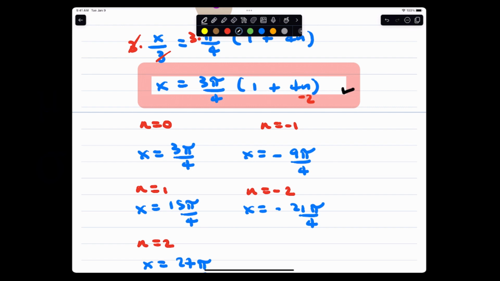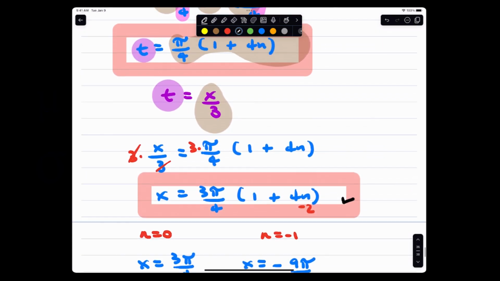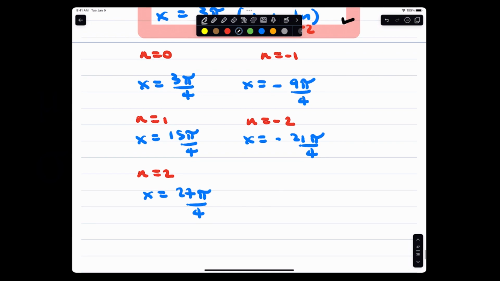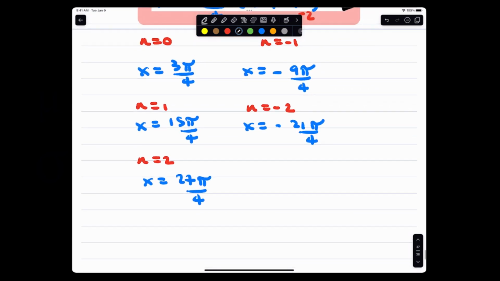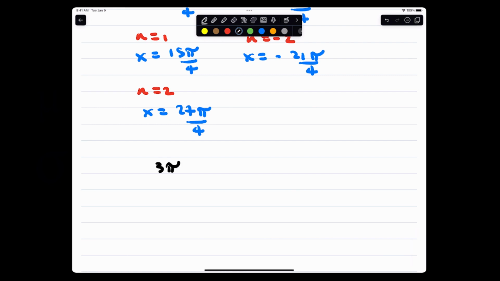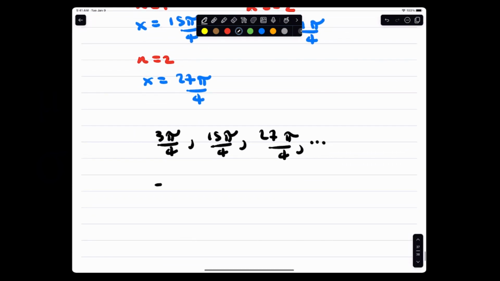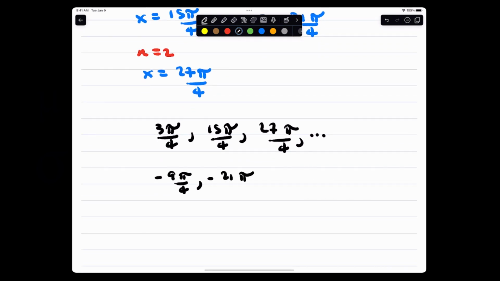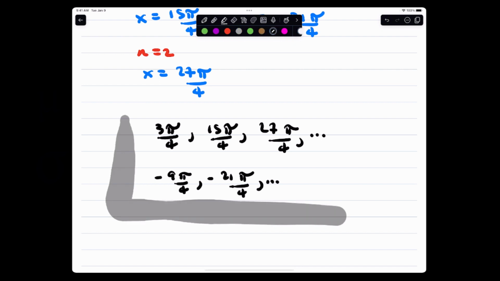They put the sequential form. They might even put the general form. They may even do this. They may start to list these solutions. They may say, oh, here are the solutions: 3 pi over 4, 15 pi over 4, 27 pi over 4, comma, with all these dots. They might even put negative 9 pi over 4, negative 21 pi over 4, and put these dots as well. That's what you might even see, because I know they sometimes do that.